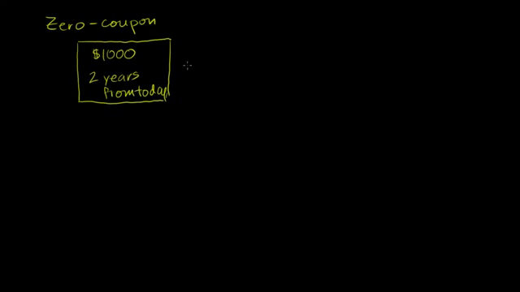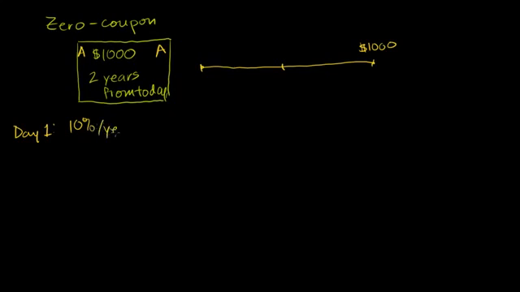If I were to draw a payout diagram, it would just look like this. This is today, this is 1 year, this is 2 years. You just get $1,000. Now let's say on day 1, for Company A's bonds, people's expectations for this type of bond is they want 10% per year interest.